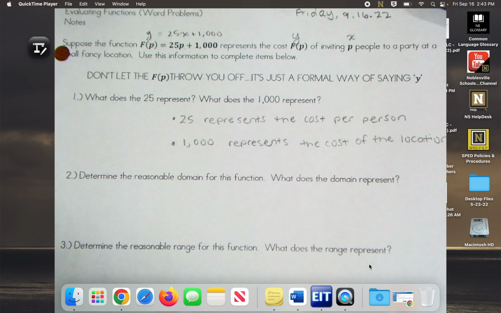What are the x values in this scenario? People. The people. So what is a reasonable amount of people? 25. Well, it depends on your party, right? So it kind of depends on how many people you want to have, right? So let's write that down. Depends on how many people you want to invite.